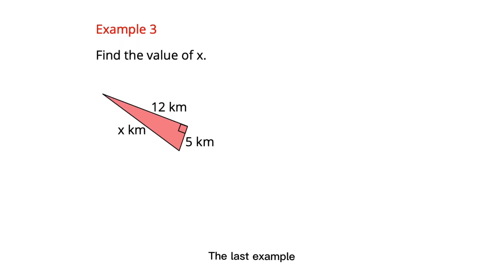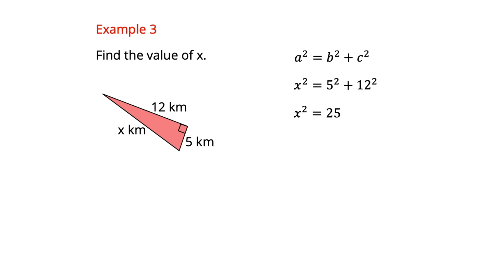The last example, by using the Pythagoras theorem, A squared equal to B squared plus C squared. X squared equal to 5 squared plus 12 squared. 5 squared equal to 25. 12 squared equal to 144. 25 plus 144, we have 169. Square root of both sides, x equal to 13. The value of x is 13.